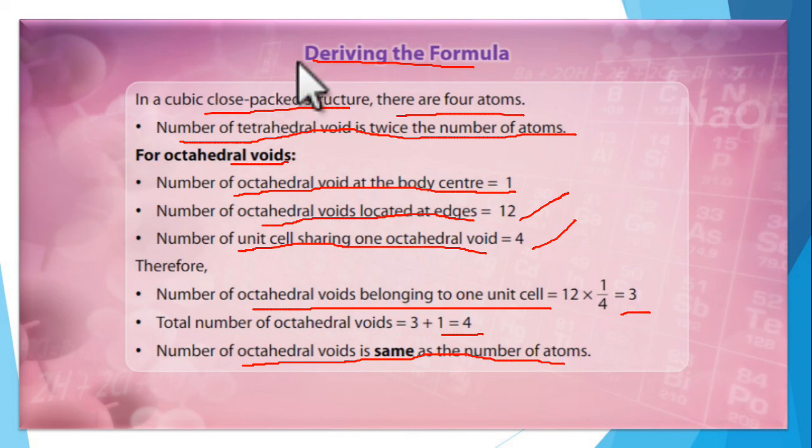This is the very important formula. You should learn about that. First important thing is that number of atoms is equal to number of octahedral wires, and number of tetrahedral wires is twice the number of atoms. This is the summarized view of the formulas.